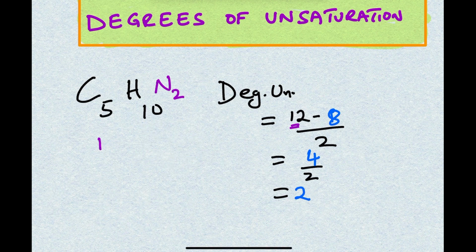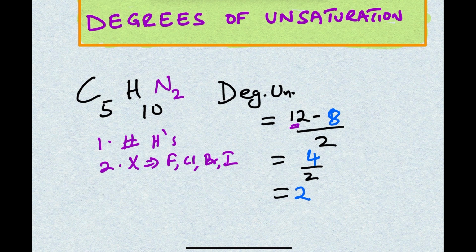So in summary, number 1, look at the number of missing hydrogens. Number 2, if you have halogens, which I'll call X, that will be fluorine, chlorine, bromine, or iodine, you count them as hydrogens. So you add them to the number of hydrogens. Number 3, if you have oxygen, then that does not count. And number 4, if you have nitrogen, for each nitrogen you subtract a hydrogen. So you subtract 1 from the number of hydrogens.